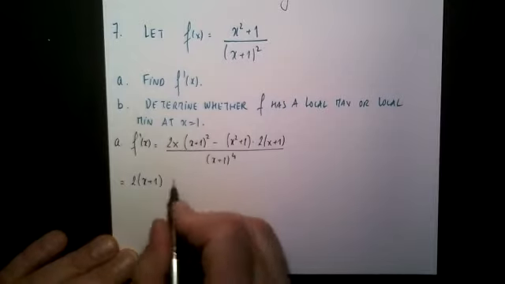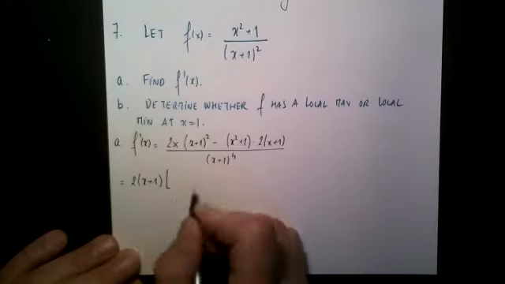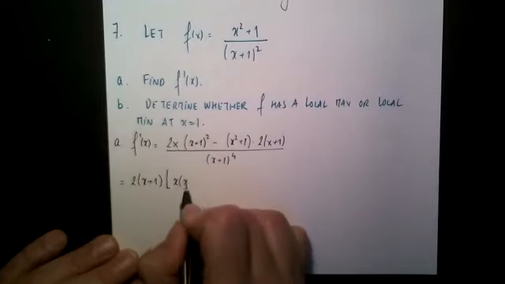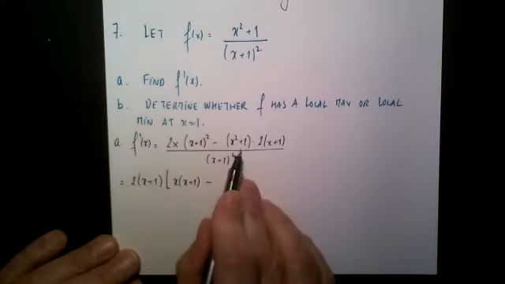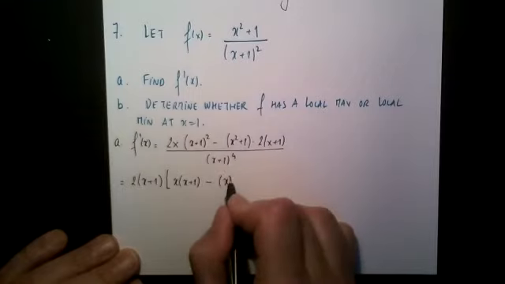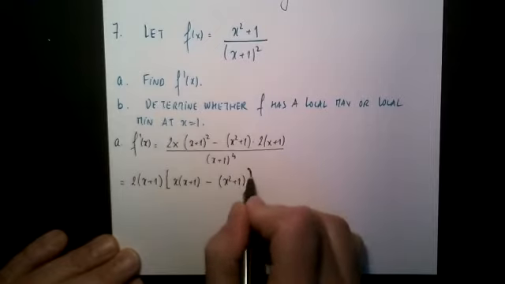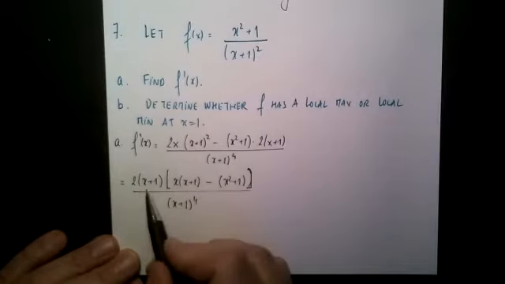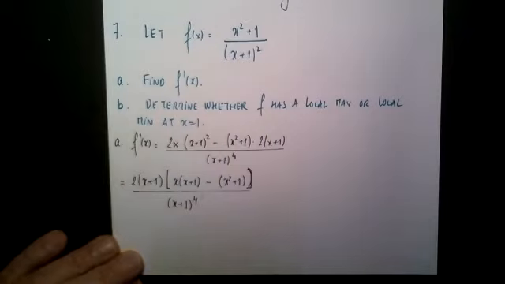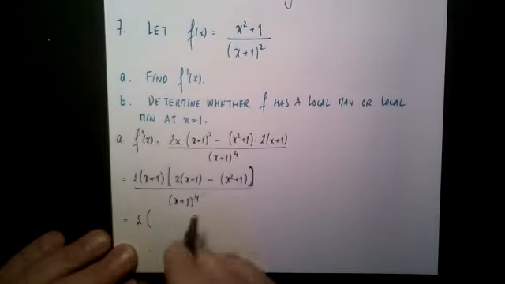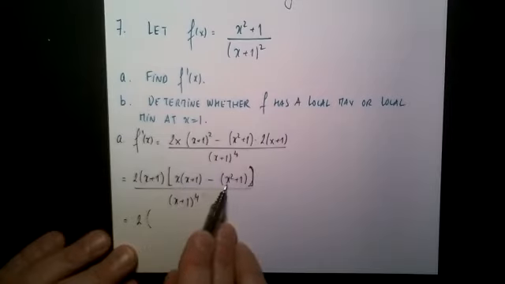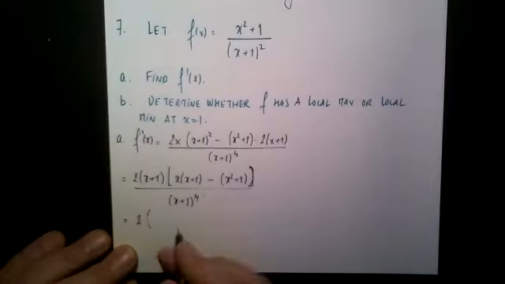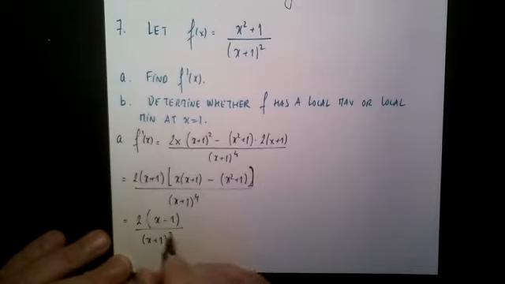Okay, it's perfect. So 2 times x plus 1 times, and here I will have x times x plus 1 minus, and here we'll have x squared plus 1, over x plus 1 to the power of 4. So you see I could cross out an x plus 1. So I have 2 times, and inside the brackets, x squared minus x squared is out, and I have x minus 1 left. So 2 times x minus 1, and on the bottom I have x plus 1 cubed.